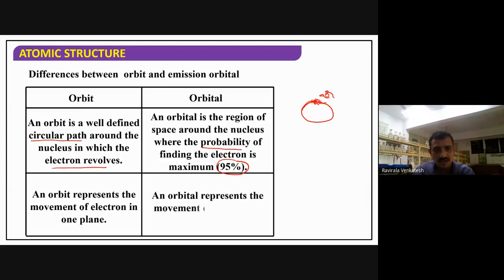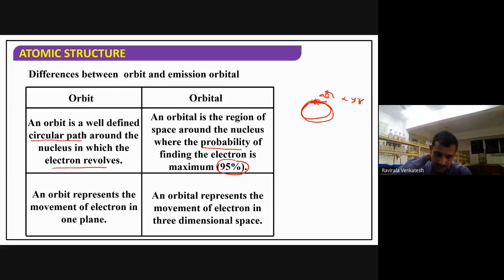An orbit represents the movement of the electron in one plane like this. The electron is moving like this. An orbital represents the momentum of electrons in three-dimensional space. On which axis is it moving actually? X-axis, Y-axis, or Z-axis, like the dxy orbital, dyz orbital.